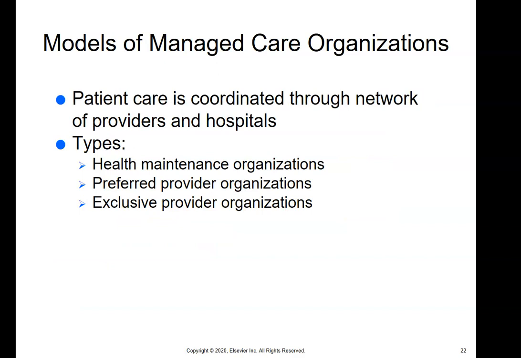The models of managed care organizations: patient care is coordinated through a network of providers and hospitals. The types are health maintenance organizations, your HMOs, preferred provider organizations, your PPOs, and exclusive provider organizations, your EPOs. They will provide health care in return for scheduled co-payments and coordinated health care through a defined network of PCPs, hospitals, and other providers.